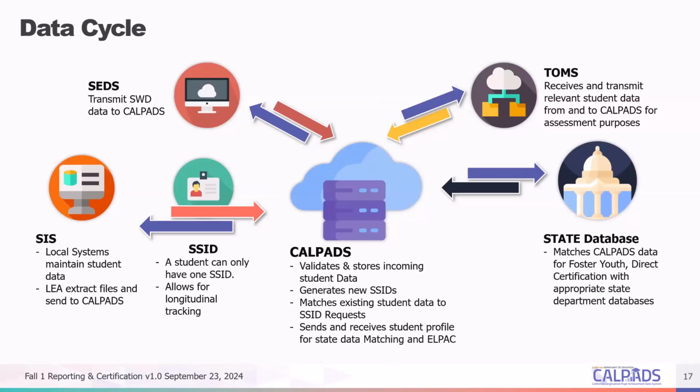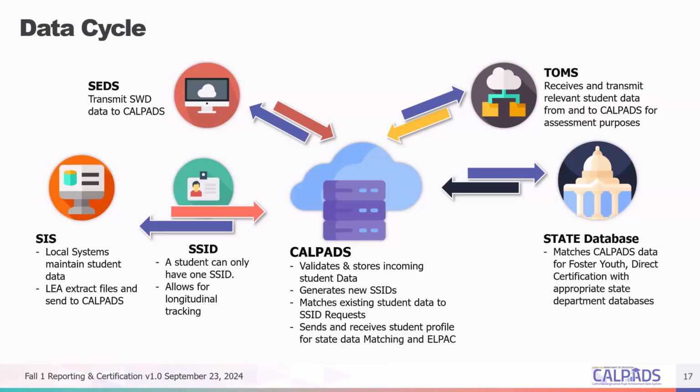Here's the illustration, a very generalized illustration of the data cycle for CALPADS. On the left, you have your 2 local systems, the SED system, which you use to transmit data for students with disabilities via API to CALPADS, and your student information system, which most of you here are proficient with, and you submit data for all students. CALPADS also can provide you with the SSID in matching students or new students, but most of the time you're submitting data from your SIS into CALPADS.